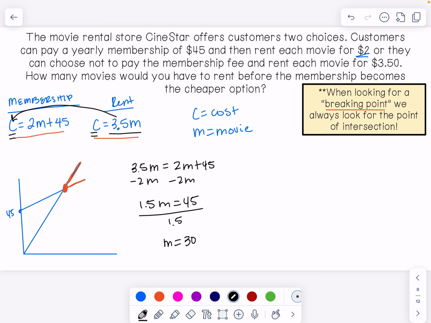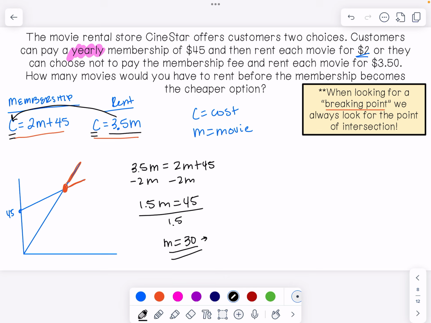So in order for this to be a better deal, in order to get the membership, I need to be renting 30 movies. Now I'm going to go back up here and think about, was that a monthly membership or a yearly membership? And I see that it's a yearly membership. So I have to rent at least 30 movies in the year, and then the membership's a better deal.